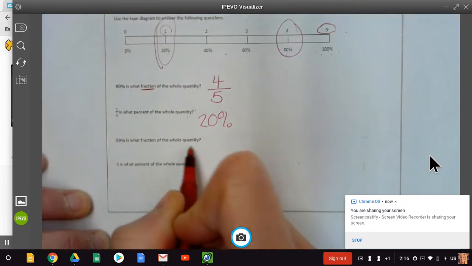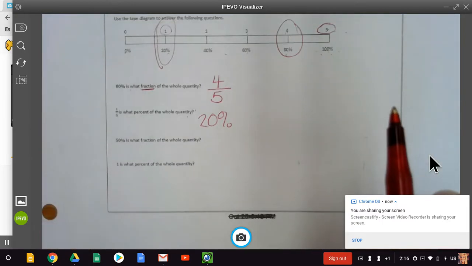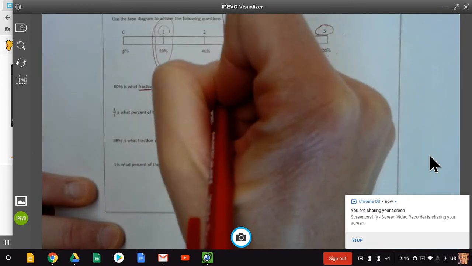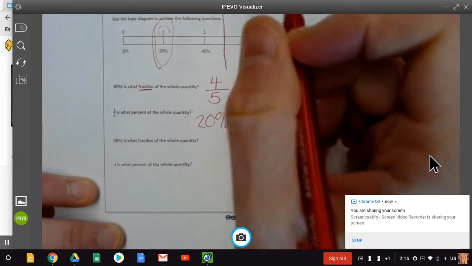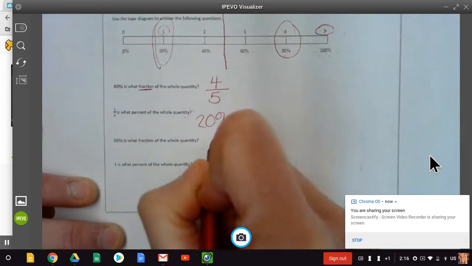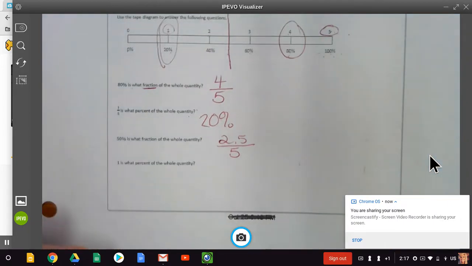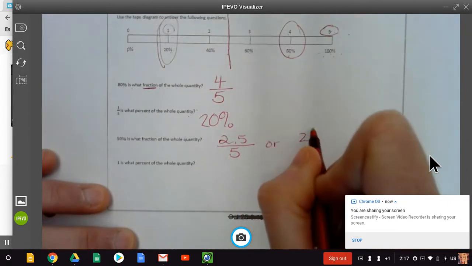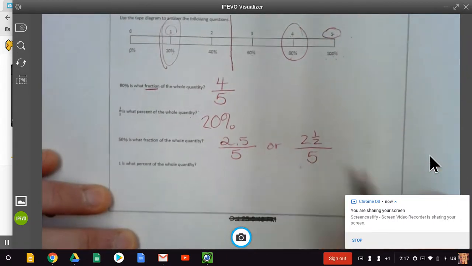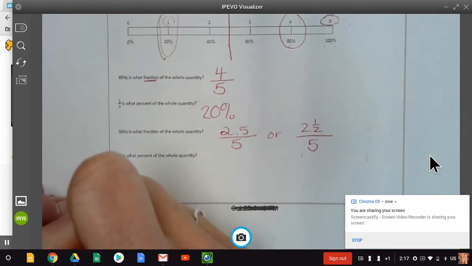50% is what fraction of the whole quantity? Now, 50% is halfway across. So when we look at 50%, 50% would be in the middle of 2 and 3. So that would be 2.5 out of 5. So we would write that as 2.5 over 5. Or you could write it as 2.5 over 5. Either way.